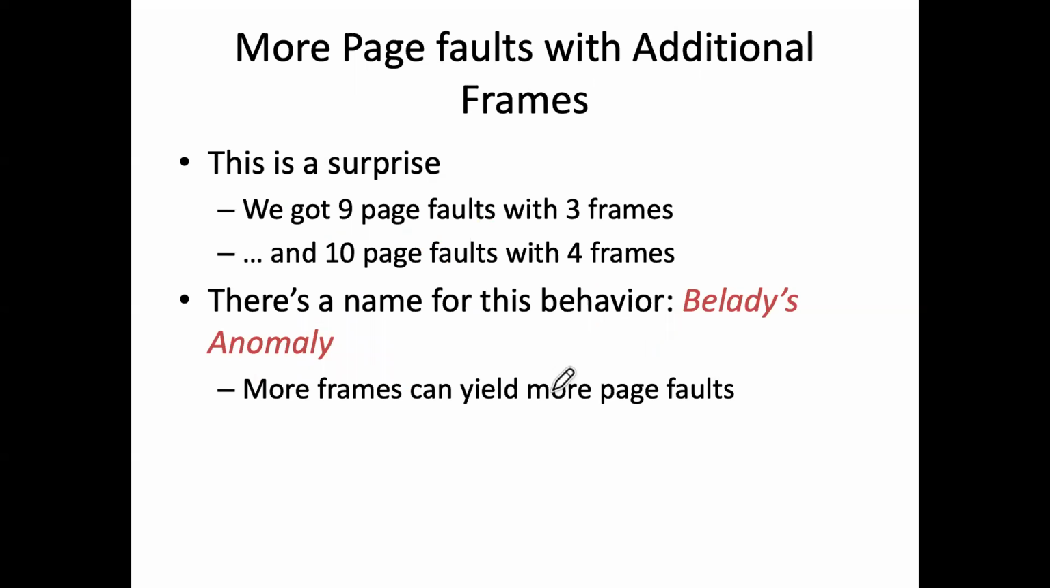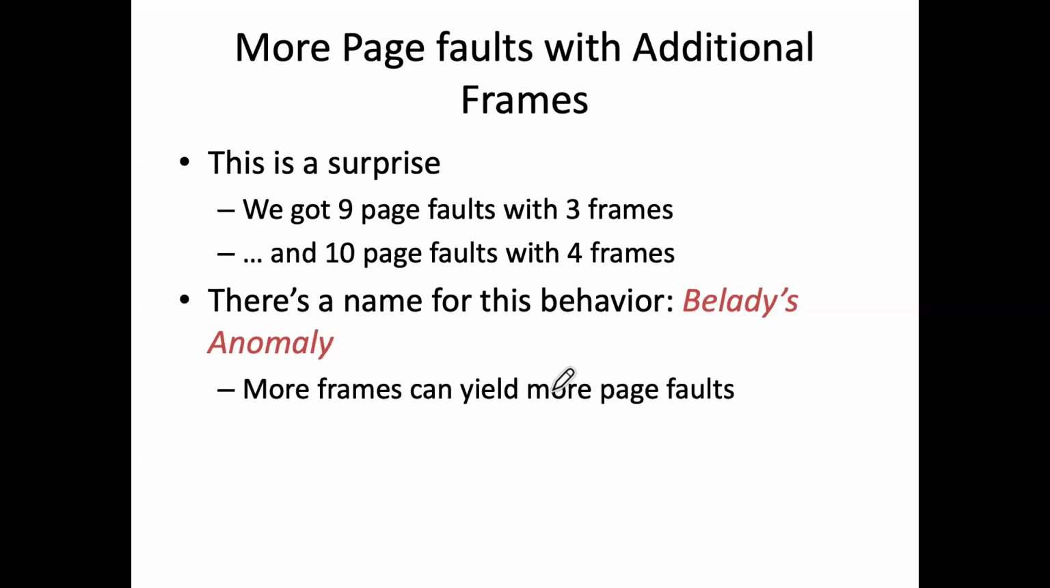I lied to you when I said this is a random reference string. Well, it looks kind of like a random reference string, but this is really a carefully designed reference string that shows that this can happen. And the this that can happen is having more memory can actually reduce performance. We just saw that when you had 3 frames of memory, at least for this particular reference string, we got 9 page faults. I gave the process a little bit more memory to work with, and it exhibited 10 page faults. There's a name for this. Belady's anomaly says that having more frames of memory can yield more page faults.